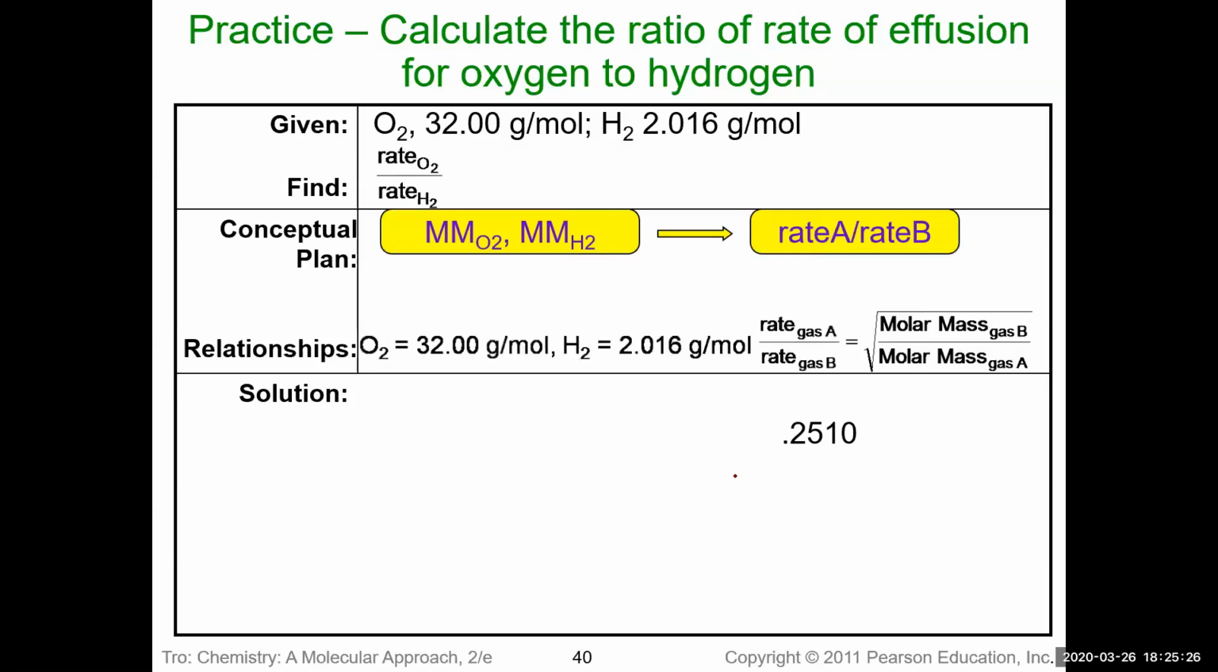So the question is, is it rate of gas A or rate of gas B? What does gas A and gas B do? For example, if I did hydrogen to oxygen, you could do that. You could have put oxygen on top or hydrogen on top. You also could have done rate of hydrogen over rate of oxygen. And if you did this, you have molar mass of oxygen over molar mass of hydrogen. You could have done that.